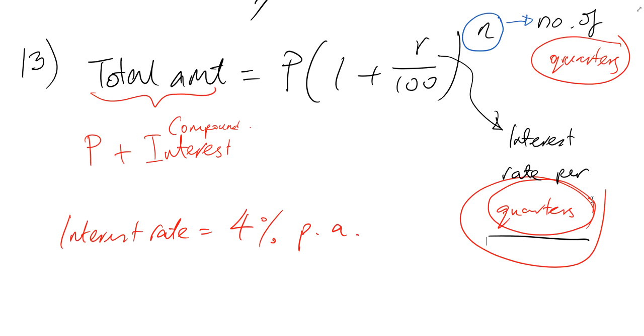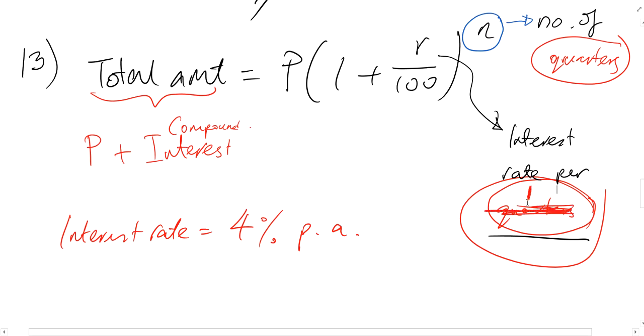1 out of 4 times 4. Because per quarter, your 12 months, you divide into 4 chunks. Then one chunk will be 1%. 1 plus 1 plus 1 plus 1 will be 4%. Okay, so in this case, it will be just 1.